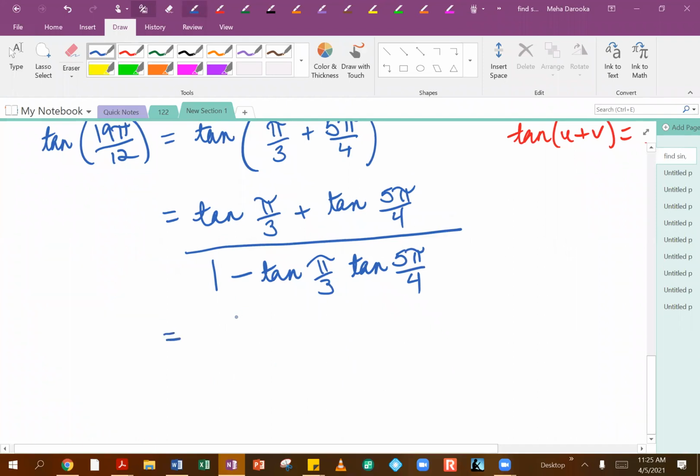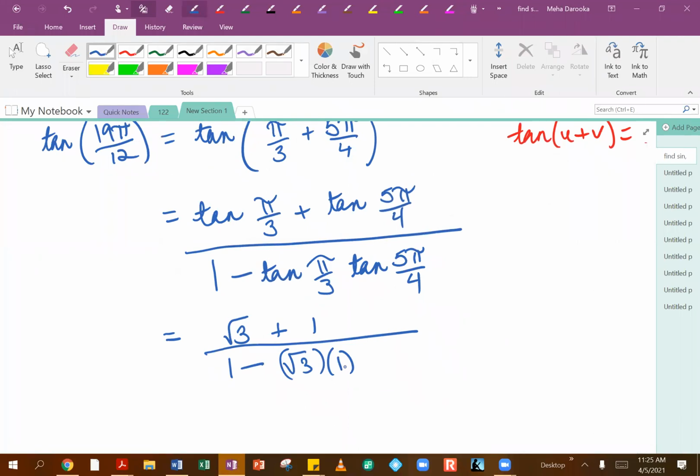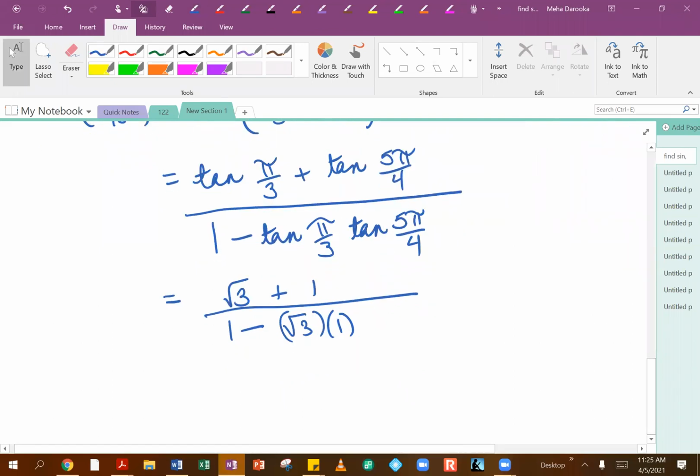So tangent of pi over 3 will give us square root of 3 plus tangent of 5 pi over 4, which is equal to 1. That goes on the numerator. And then the denominator is 1 minus square root of 3 times 1. So this is how you will go ahead and simplify this. And when you clean it up, what will we end up getting?